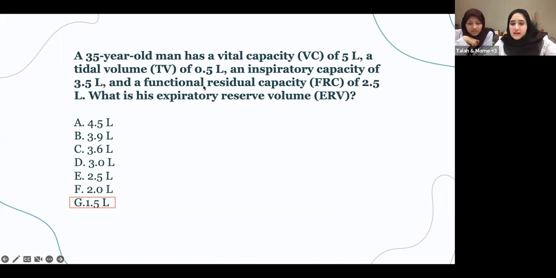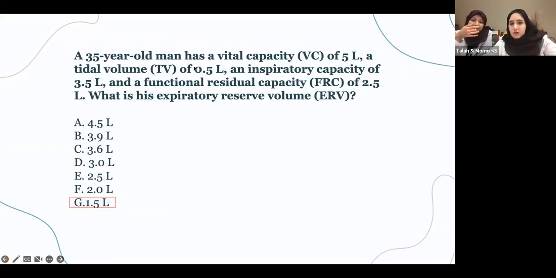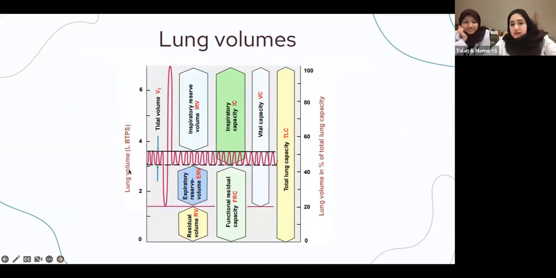You can look at the values. When I look at this question, I see I have this value, this value, this value, and then I look here and see which value will help me get it. If I use the 2.5 or 1.5, I'd be wasting my time because they're not going to help me find the ERV, you get me? But I feel like if you memorize this, it's going to be of so much help.